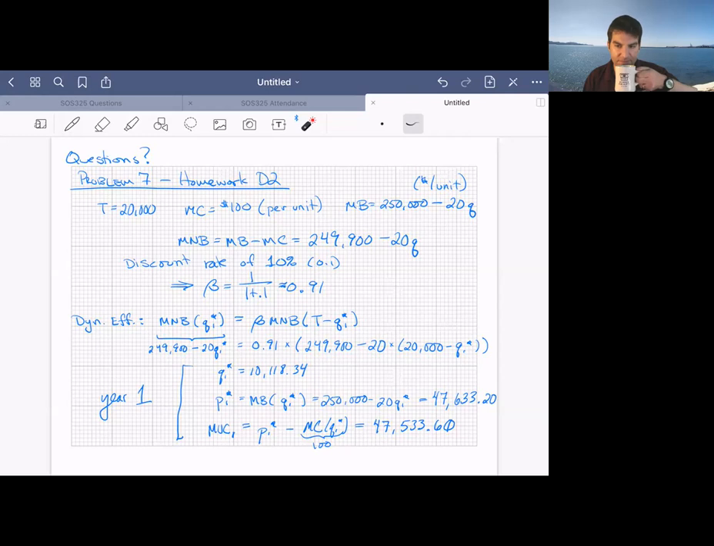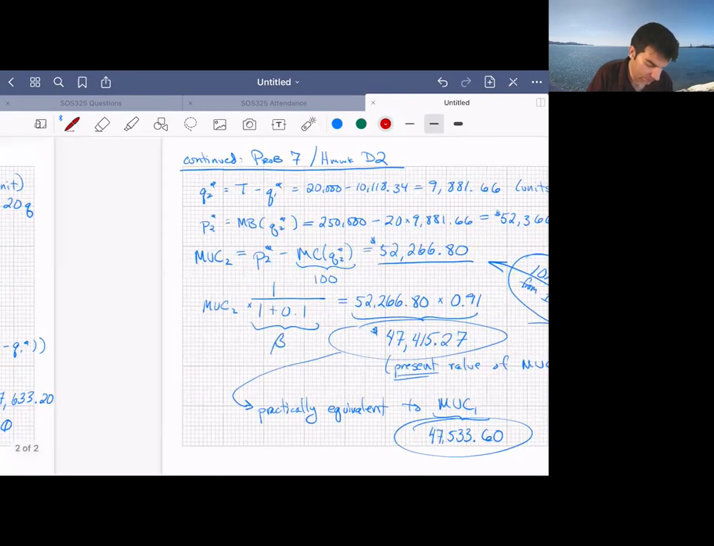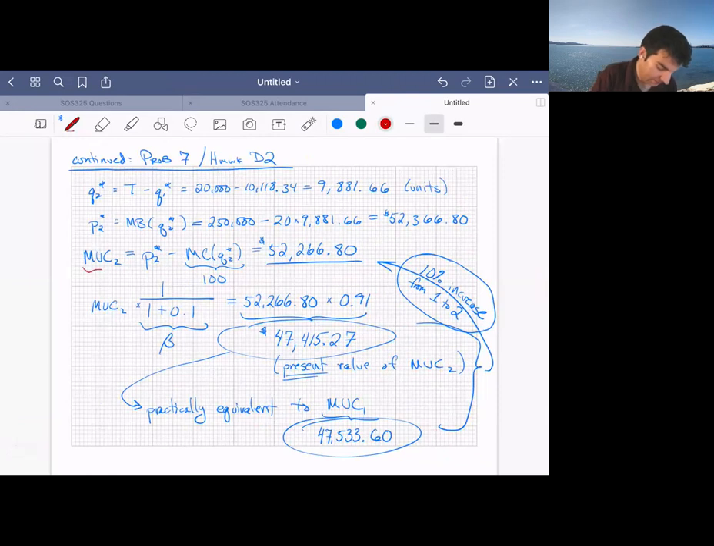Okay. Any other questions about this problem? Yeah, in the homework it asked for like the scarcity rent, and I didn't get that. The scarcity rent is just another name for the marginal user cost, and so the MUC1, this here is also known as the scarcity rent in year 1, and the MUC2, this here is the scarcity rent in year 2.